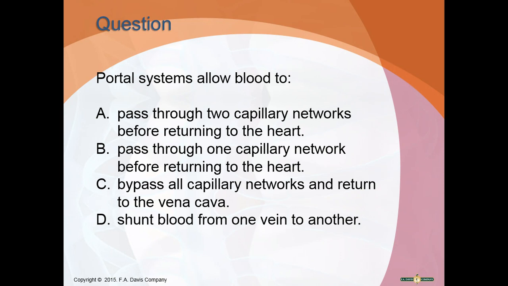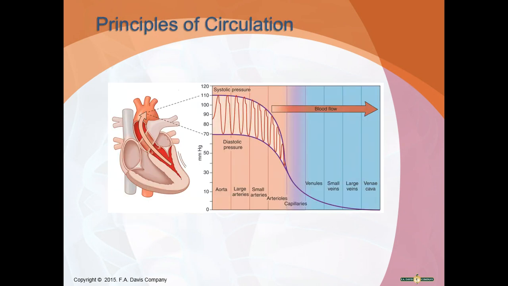So we're going to look at some principles of circulation. The blood flows because of differences in pressure between 2 structures, which is called a pressure gradient. As blood moves away from the heart, blood pressure declines. The greater the difference in pressure between 2 points, the greater the flow. As blood flows, it meets resistance. The greater the resistance, the less the flow.